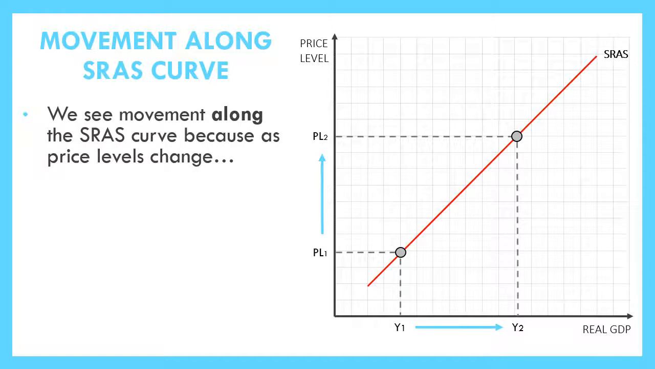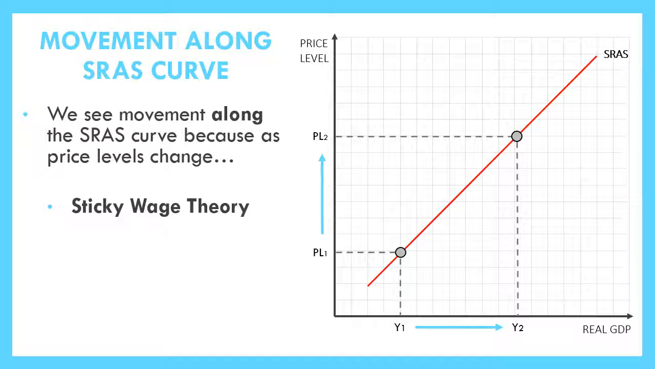So what causes this movement along? Again, a change in price level is causing that movement along the curve. How do we explain this when it comes to the short run aggregate supply curve? Well, we kind of see three different explanations for this. The first one is something that we call the sticky wage theory.